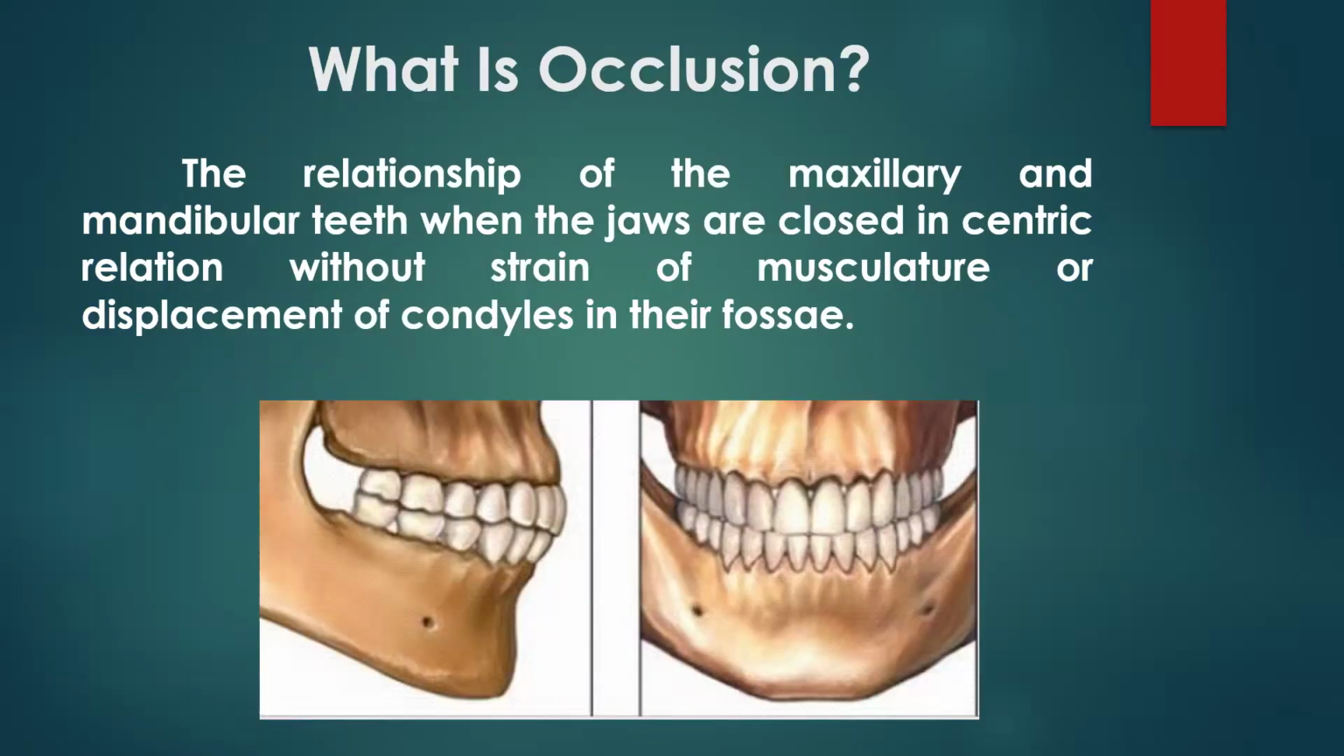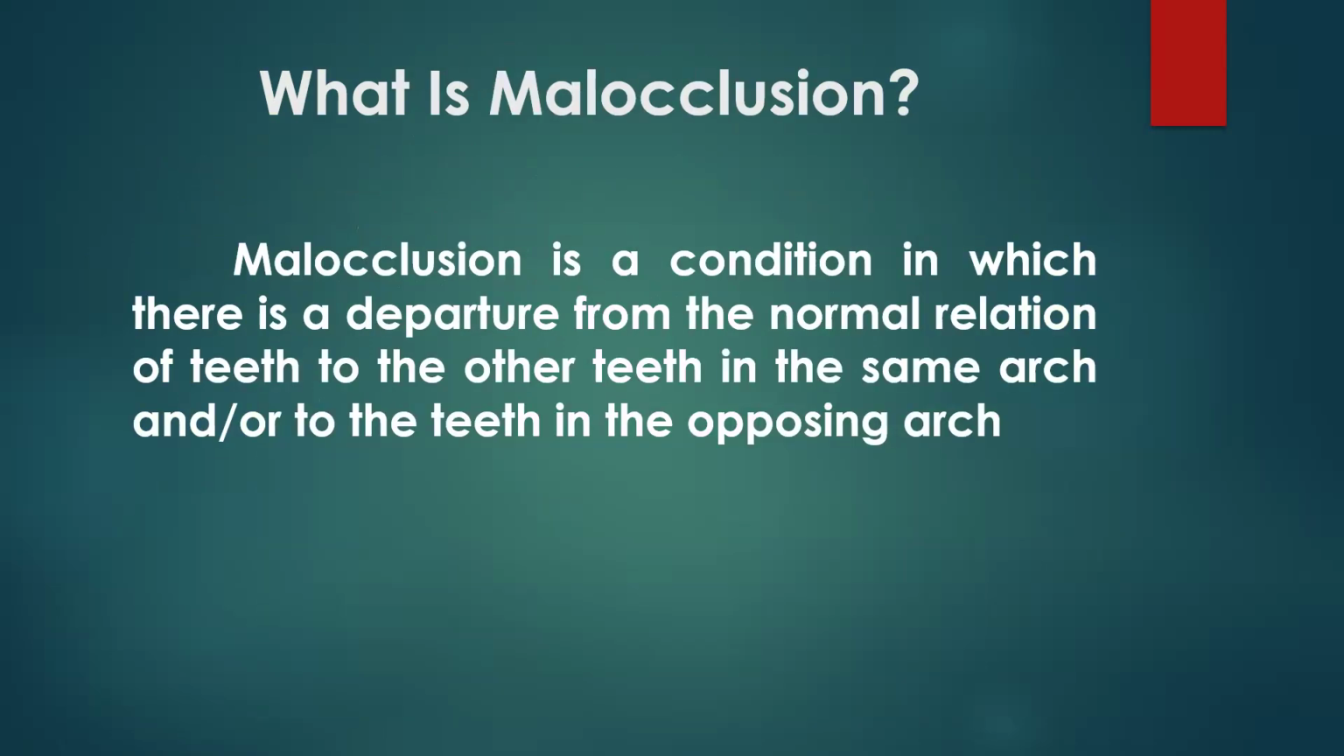First, let us determine what is occlusion. It's defined as the relationship of maxillary and mandibular teeth when the jaws are closed in centric position without strain of the musculature or displacement of the condyle in their fossa. A malocclusion would be a departure from this normal relation.